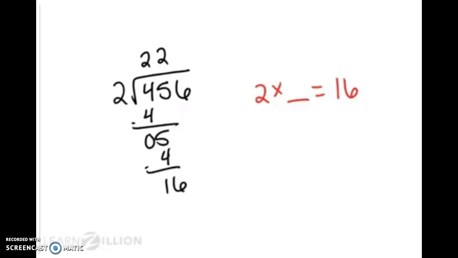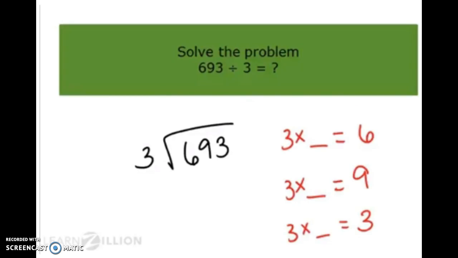Finally, I need to think about my last number. When I bring down the 6, I see that I have 16. So I need to think about multiplication again and see how many groups of 2 are there in the number 16. In this case, I know that 2 times 8 is 16. So I can place my 8 at the top and do the subtraction to see that I have no remainders left.